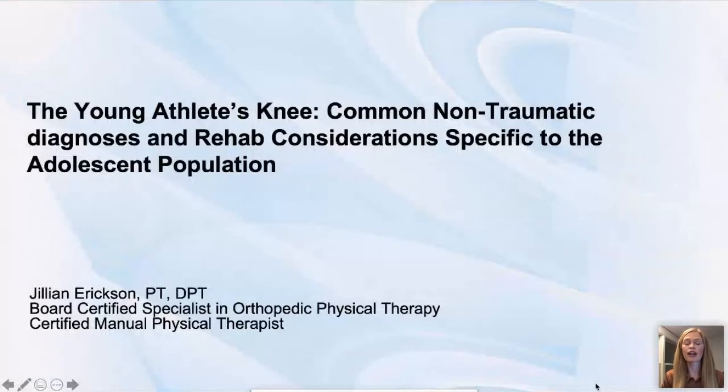Okay. I know not everyone loves to treat the adolescent, but I think most clinics have at least a handful. So I think it's important that we recognize that they are different than adults and recognize what to look for with diagnoses that are specific to kids or adolescents. So today we're going to talk about the young athlete's knee, common non-traumatic diagnoses, and rehab considerations specific to the adolescent population. We're also going to discuss how we can utilize the Kinvent bubble or pressure sensor and force plates with this patient population specific and why it is advantageous to use it.